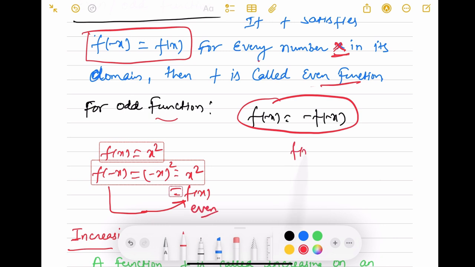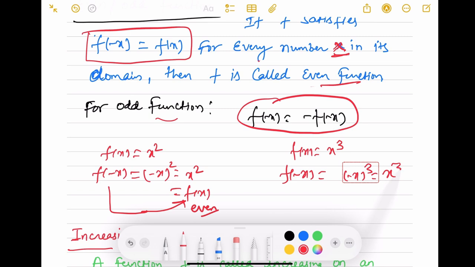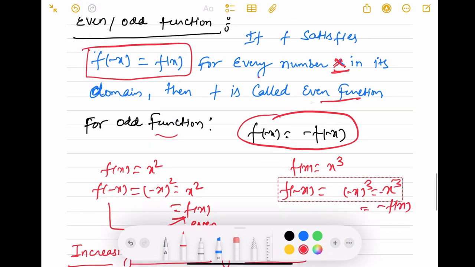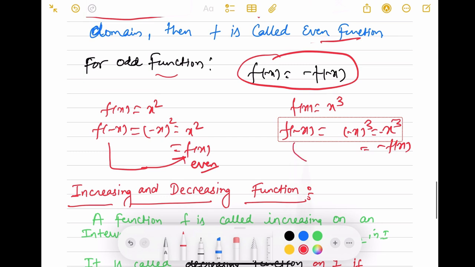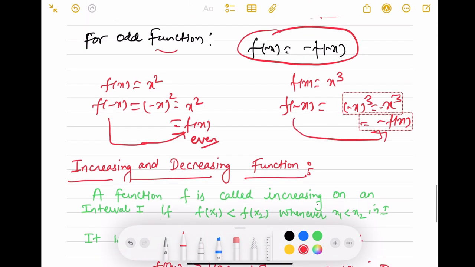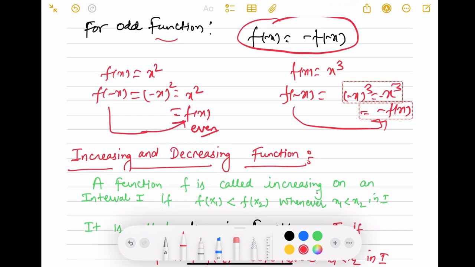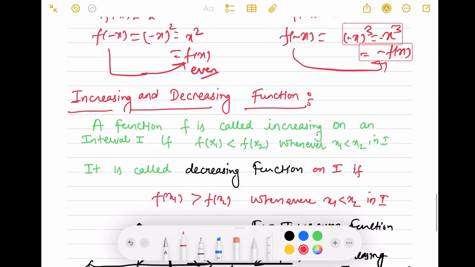Now we take another example, of an odd function. Here f(-x) = (-x)^3 = -x^3, which equals -f(x). So it is an odd function. There are many examples of even and odd functions.